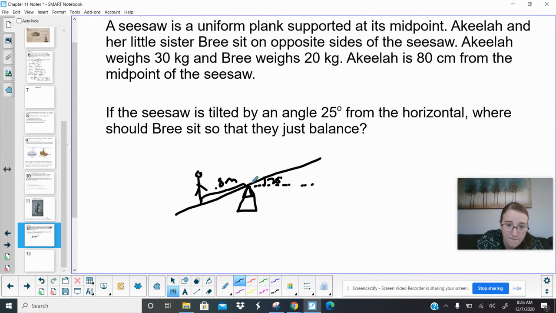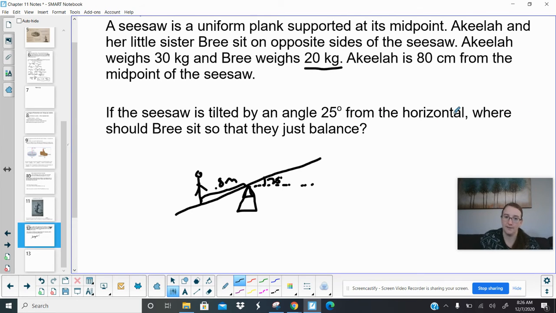Bree can sit farther away because even though she weighs less, if she sits farther away, she will exert a greater torque. Remember that torque is the radius times the force. So even though Bree herself can't exert as great a force as Aquila, she can change that distance from center and exert the same torque. So we want to figure out where Bree should sit so that the seesaw sits perfectly balanced, just flat, right?